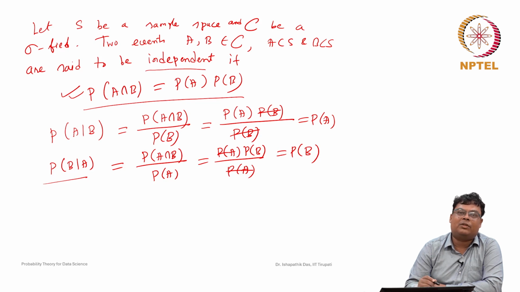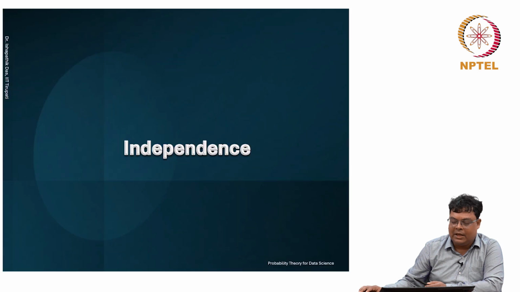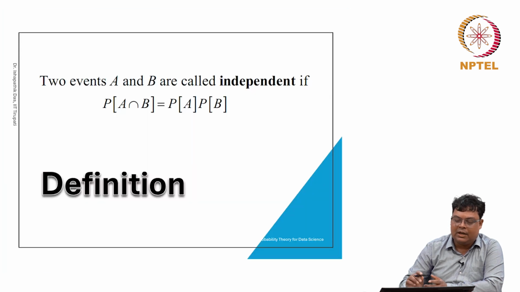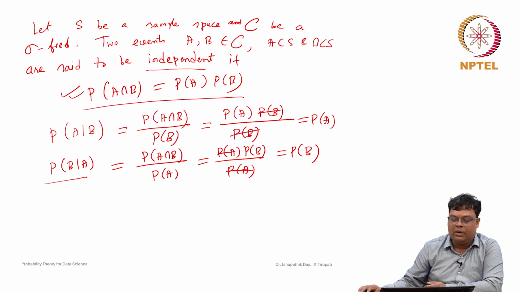So, probability of A does not change whether you are given the information about B or not, or whether B has happened or not. So, that is why in the probability sense, A and B will be independent if this condition is satisfied. So, this is called independence. This independence definition is given here. You can see that two events A and B are called independent if probability of A intersection B is equal to probability of A into probability of B, that we just discussed now.